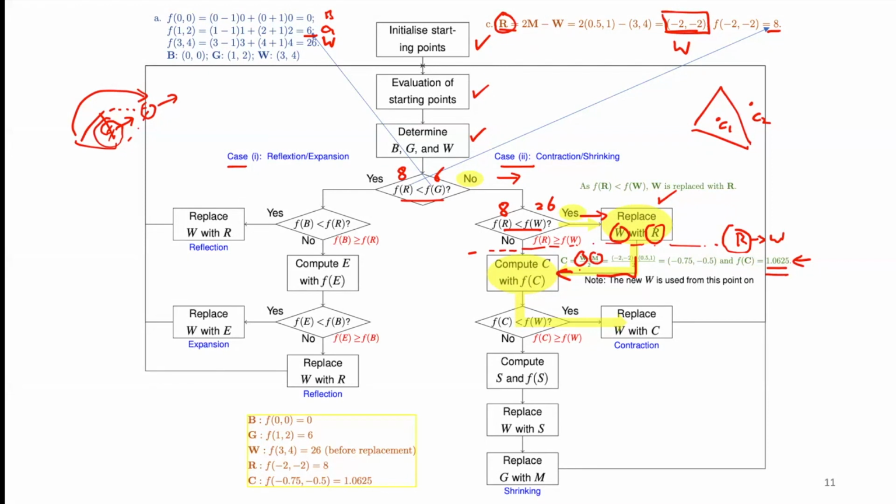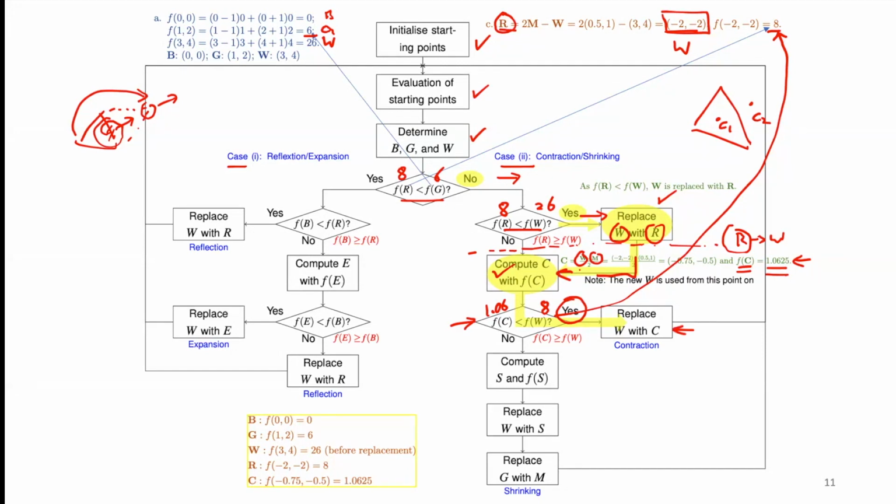Now, after we compute C, we are going to go to this block. In this block, we check whether the cost of C is less than W. Now, the C point is 1.06, W is 8, because now the W point is this R point. Okay. So 1.06 is less than 8. So the answer is yes. So we are going to do the contraction.